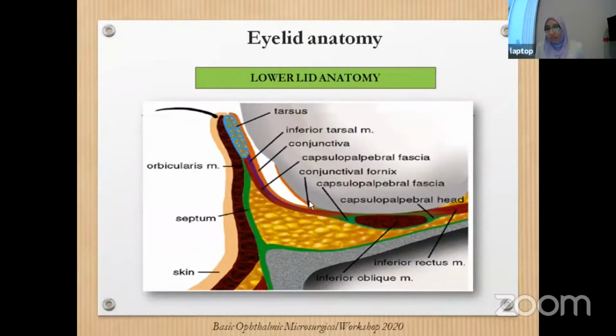And then this is the conjunctival fornix, continuous with the capsulopalpebral head. This is the inferior oblique muscle. This is the capsulopalpebral fascia, followed by the inferior oblique muscle, and then this is the capsulopalpebral head, and then the inferior rectus muscle. You must remember. These two anatomies, you must know how to draw and label them, because this is very important before you proceed with any eyelid surgery.